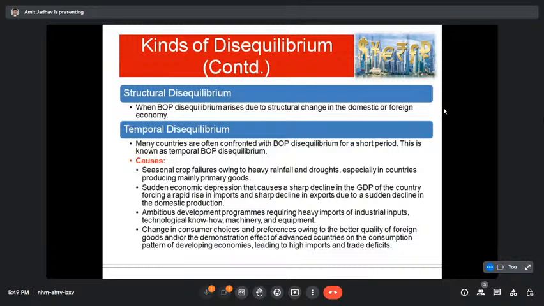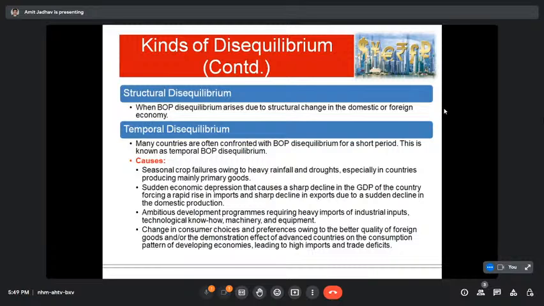So basically, a sudden decline in domestic product is also a cause of temporary disequilibrium. Maybe there are some economic or other issues, and that's why the GDP of a particular country will decline quite fast, and it has some impact on their import and export.